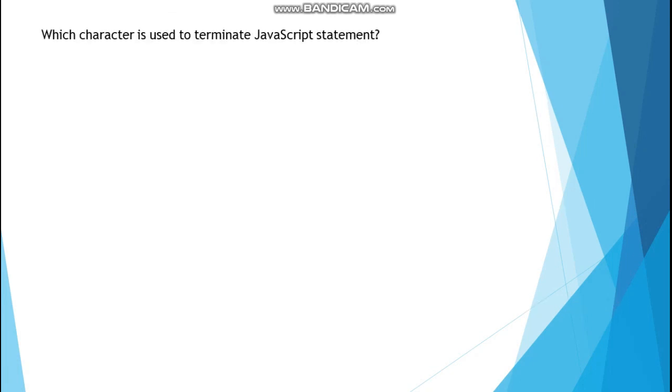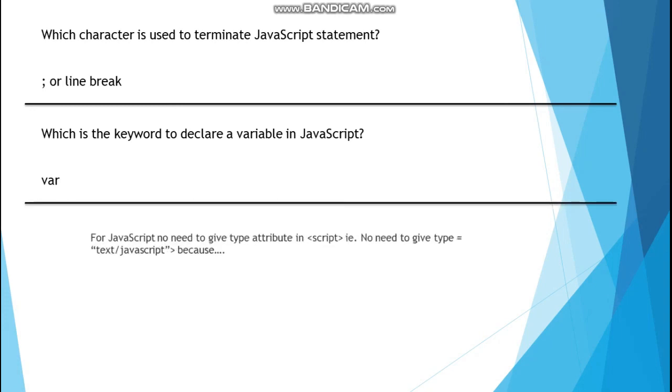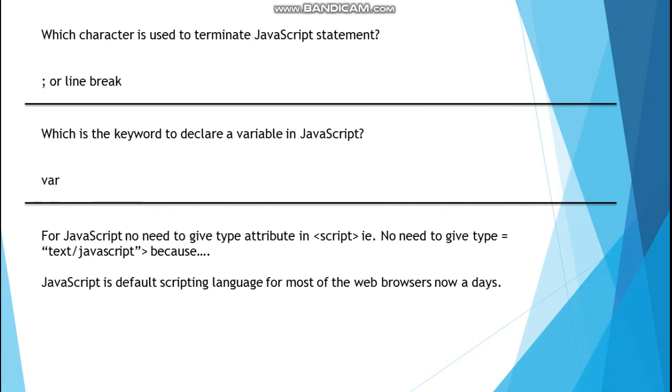Which character is used to terminate a JavaScript statement? So if you want to terminate a JavaScript statement, then either you can give a semicolon or a line break, meaning enter. Which is the keyword to declare a variable in JavaScript? var is the keyword in small letters. For JavaScript, there is no need to give the type attribute in the script tag. That is, no need to give type is equal to text/javascript, because JavaScript is the default scripting language for most of the browsers nowadays.